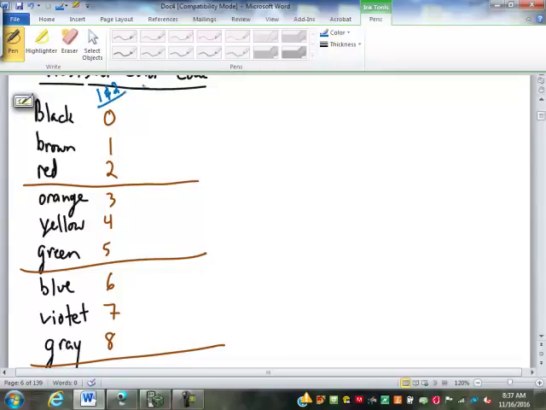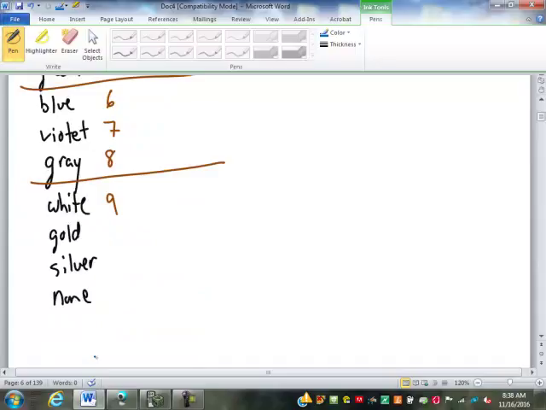If they're in the third band, all those colors represent the numbers that they represent there, except it's 10 to the power of that number. Gold would represent times 0.1. Silver would represent times 0.01. Technically what it is a -1 and a -2, but we'll see what that means in just a little bit.